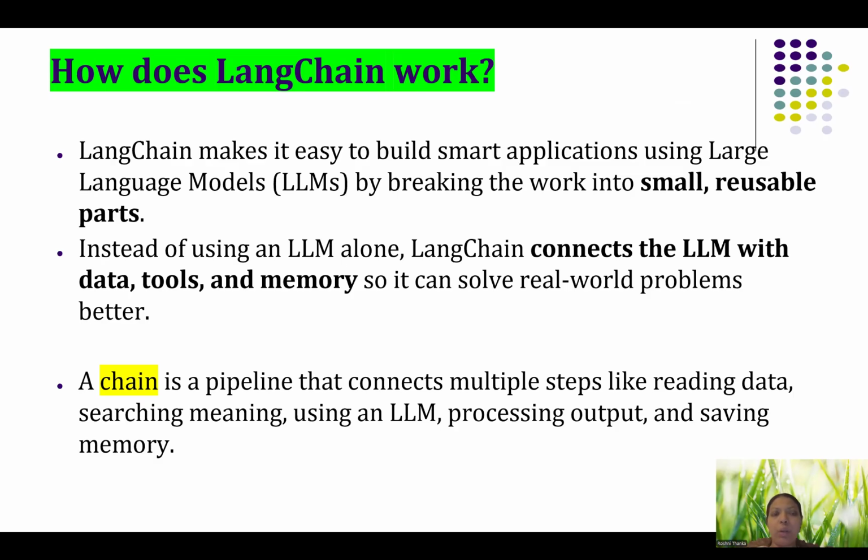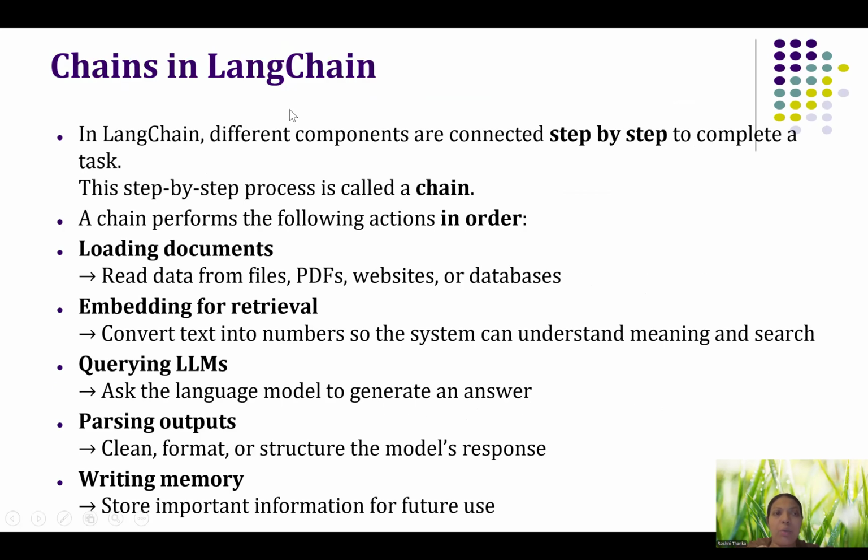We also saw what a chain is. A chain is like a pipeline where we break the full task into small subtasks like reading data, translation, summarization, then searching. Then using an LLM, we process it, get the output, and save it in memory. So this is the pipeline used in LangChain, the chain in LangChain.